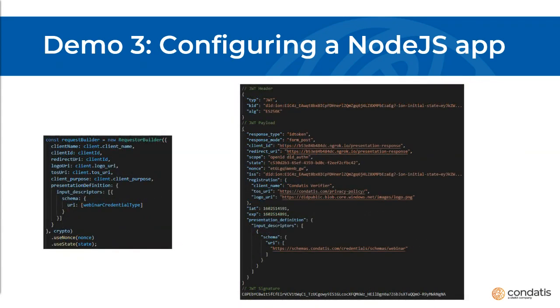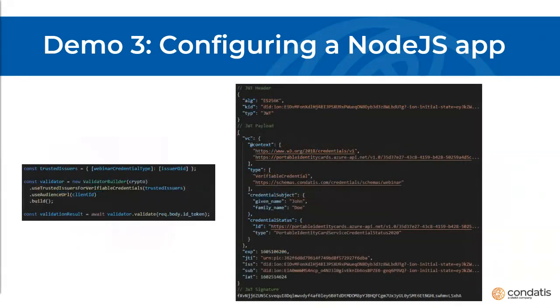Similarly, the verifier is creating a requestor builder to generate the request object of a SIOP request for credential verification. The request object is again a JSON Web Token, and here we can see the decoded sample. We specify only the credential type in the schema property, and we also include information about the verifier that will be used by Microsoft Authenticator. These are the client's name, the logo URI, the terms of service URI, and the client ID and redirect URI for the Microsoft Authenticator to return the presentation response.